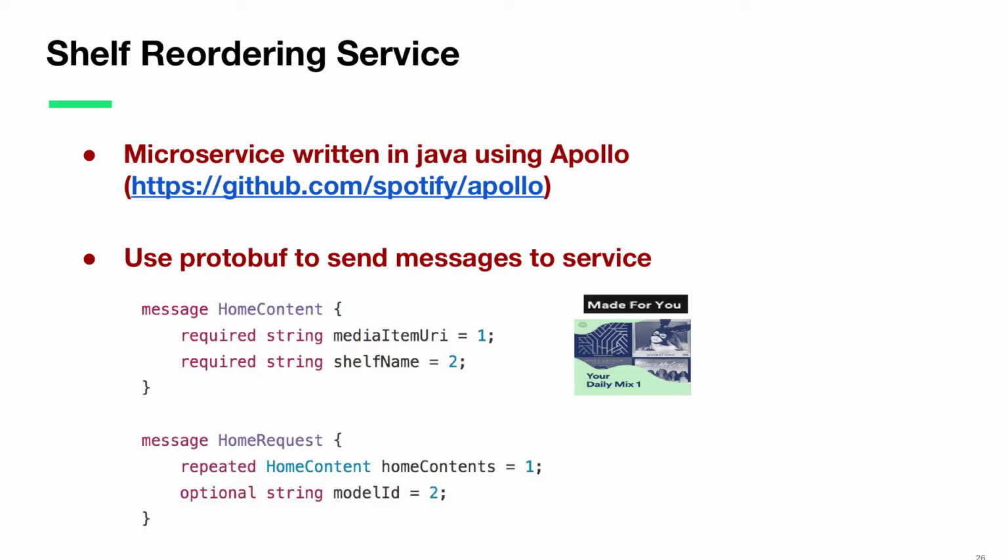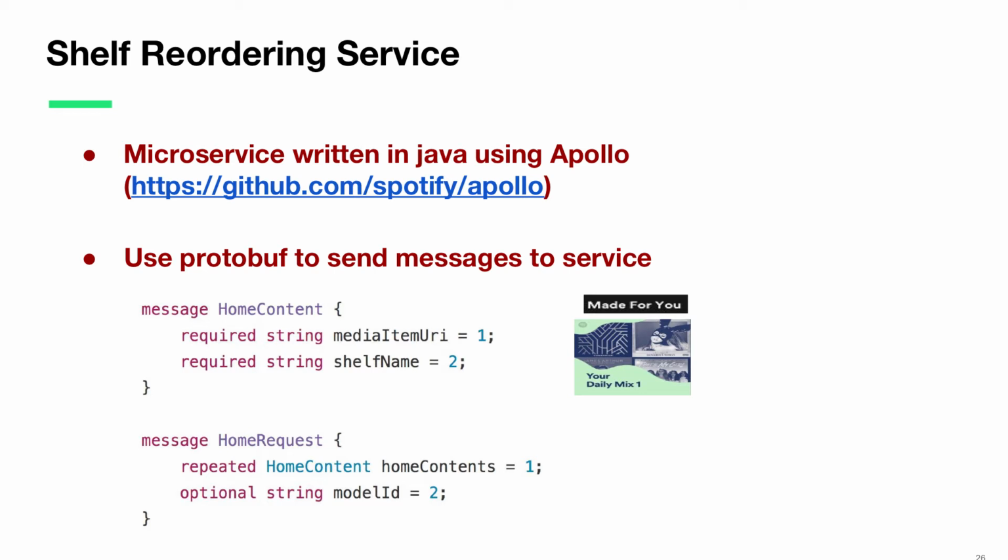OK, so other side notes about services. At Spotify, we write them in Java using Apollo. And we also use protobuf to send messages to services. So our protobuf in this example is the following. Our first message contains the media item URI and the shelf name.